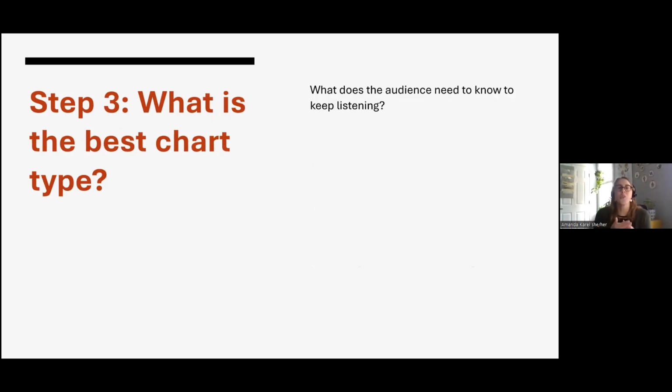Now it's time to start picking the chart you're going to use based on your audience's needs and what they need to keep listening or engaging with your message, as well as what your takeaway message is. These are the 2 things that are really going to drive your chart selection. But before I tell you what chart to pick, I want to start with what types of charts to avoid altogether.